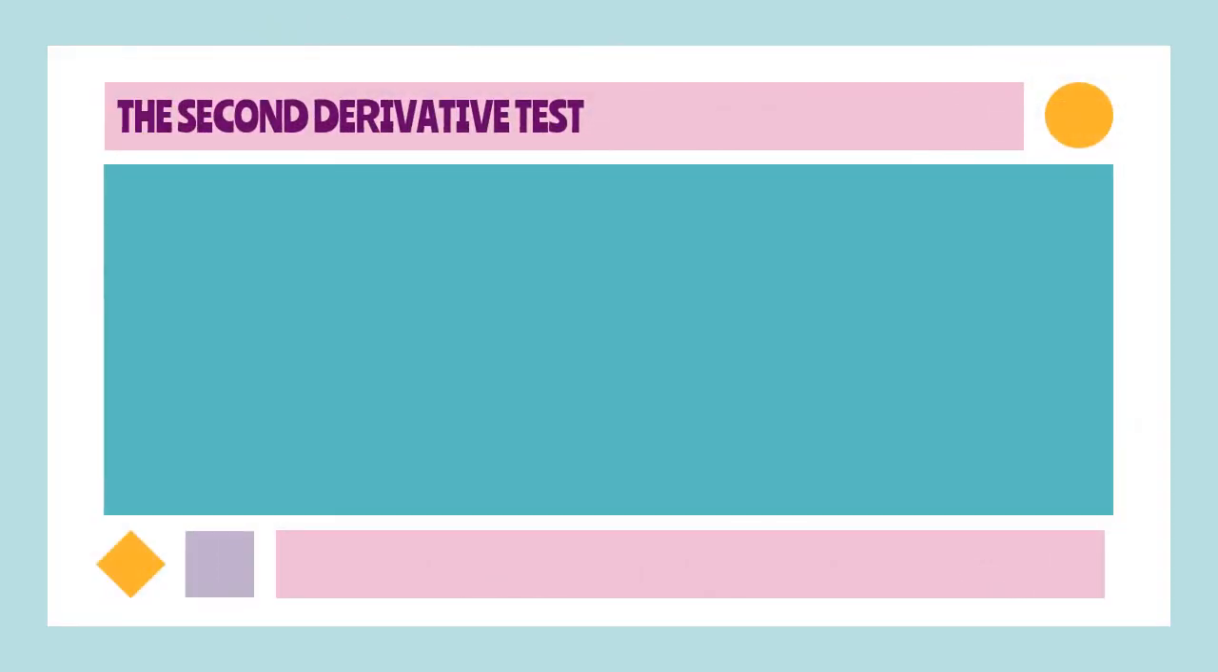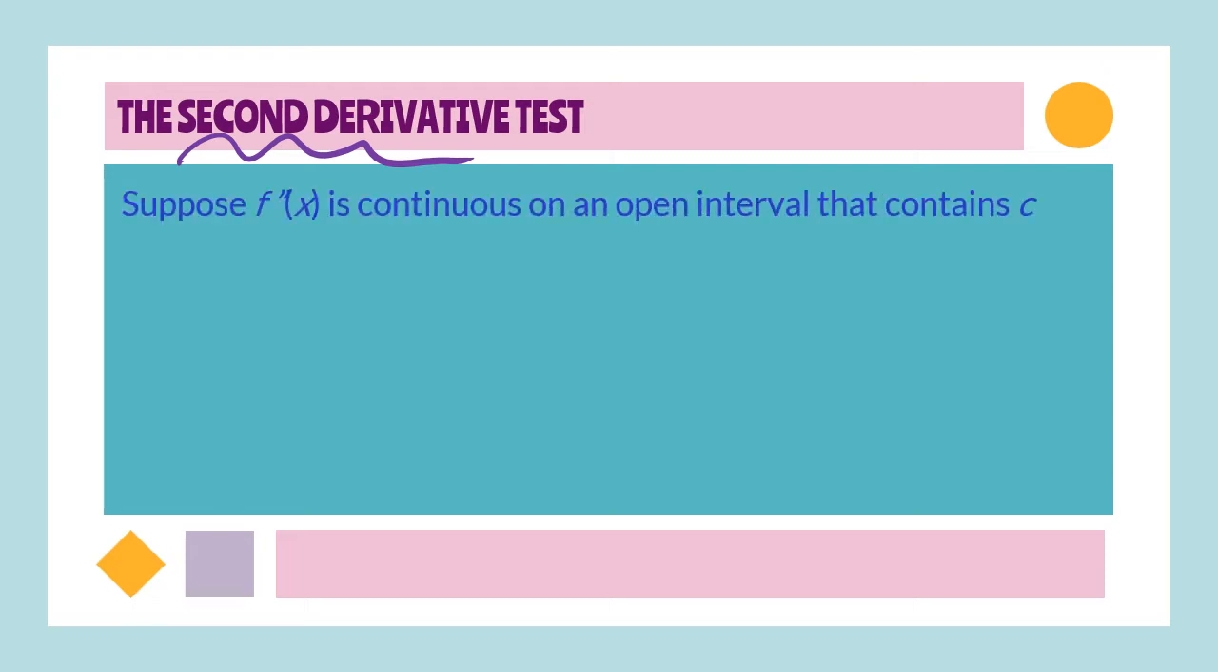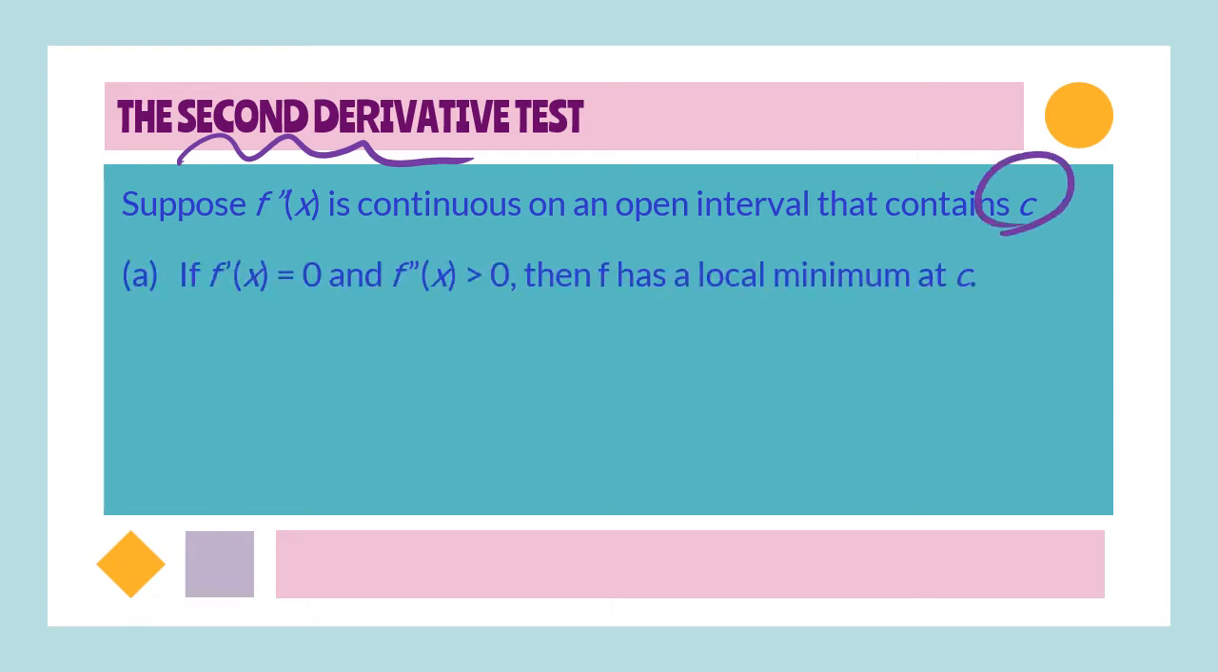The next part of this lecture is to determine the critical points by using the second derivative test. Suppose that f double prime x, the second derivative of f, is continuous on an open interval that contains c, the critical number. Then if f prime of c equals 0 and f double prime of c is more than 0, then f has a local minimum. So when the second derivative of f is positive when we substitute the value of c, we have a local minimum.